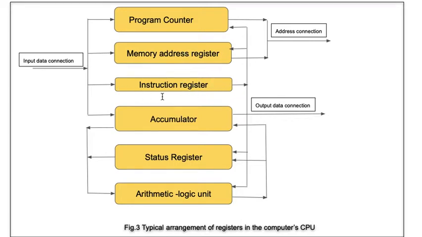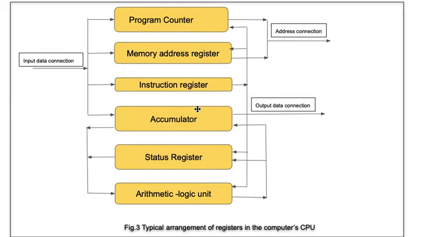Now this is the instruction register. The instruction register is used to hold the instruction for decoding. Decoding refers to the interpretation of the coded instruction word so that the desired operation is carried out by the CPU. Now this is the accumulator.